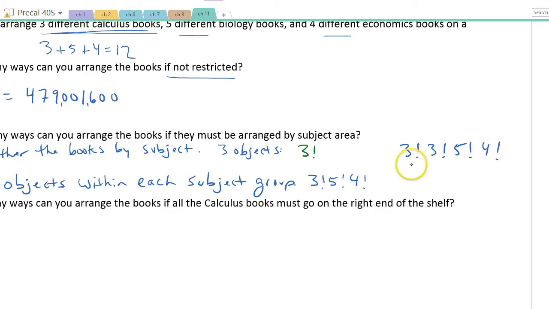This 3 factorial represents the placing of the 3 subject areas. Now within the first subject area, this is placing the calculus books, the biology books, and then the economic books. And when we multiply all that out, we get a fairly large number. Not surprising, 103,680. Okay, so that's the answer for our second question.